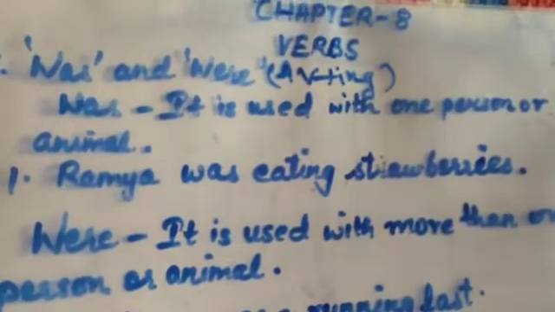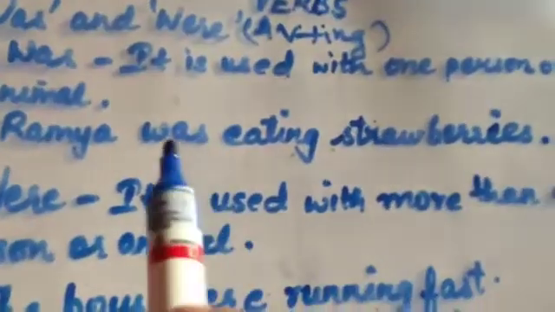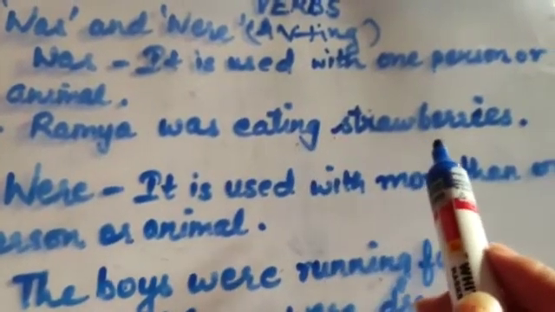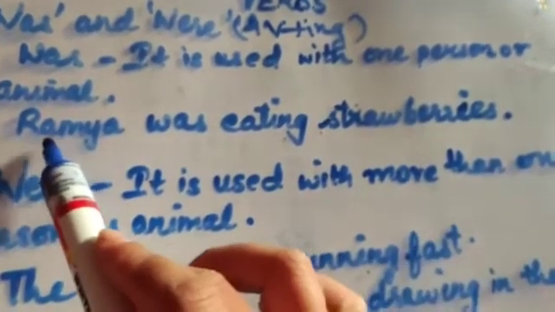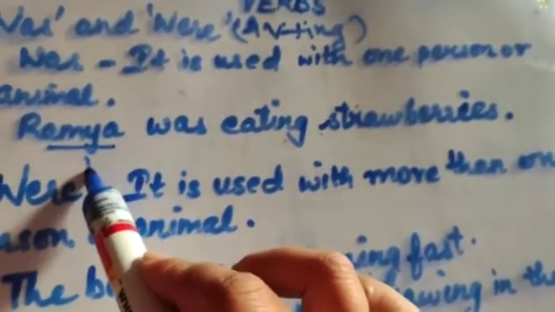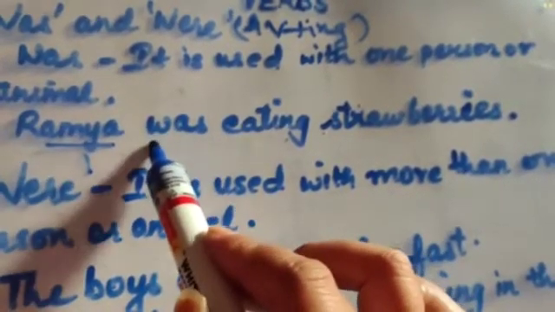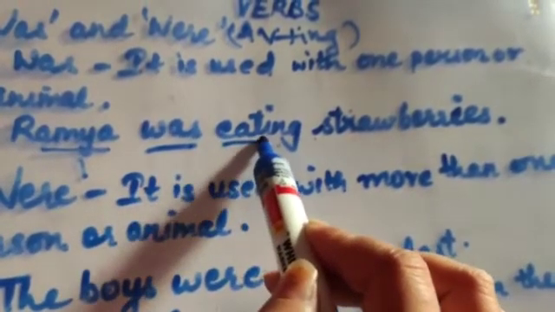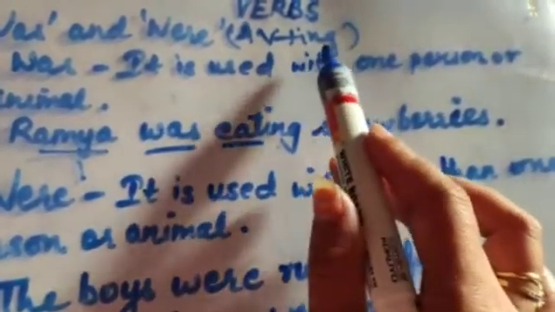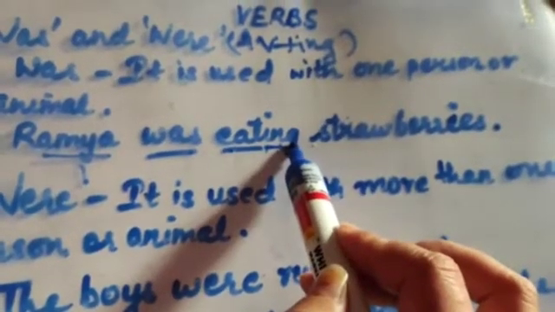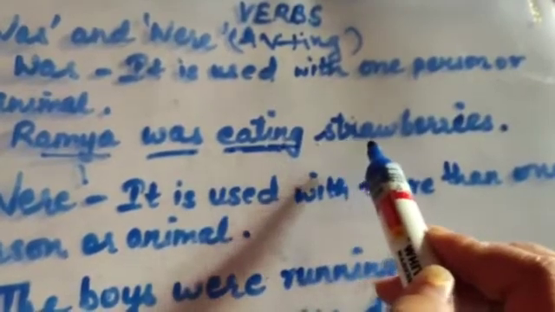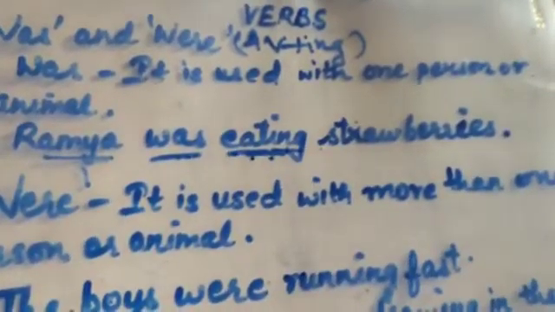Okay, whenever there will be any action verb, we will use ing. So let's read the example. Ramya was eating strawberries. Okay, so Ramya is how many persons? It is only 1 person. So with 1 person we will use was, and what is the action verb? Eat. And what have I used with eat? ing. Eating. Okay, eat plus ing, eating. What was she eating? Strawberries.